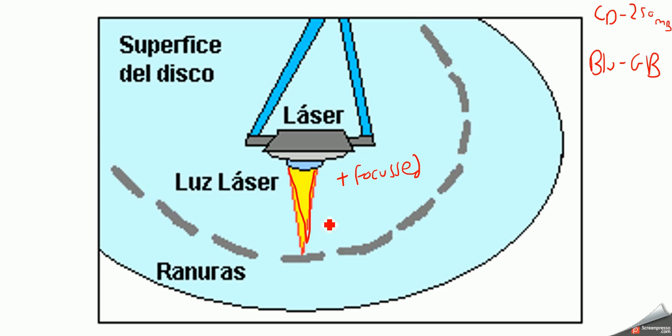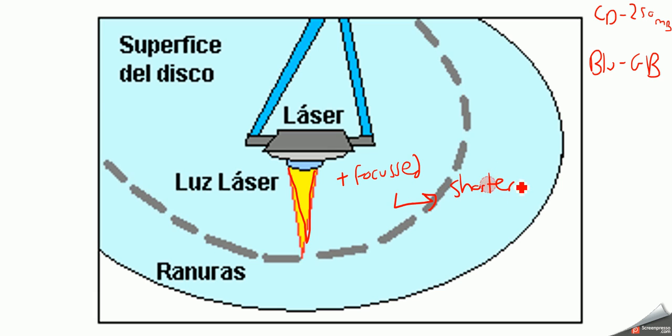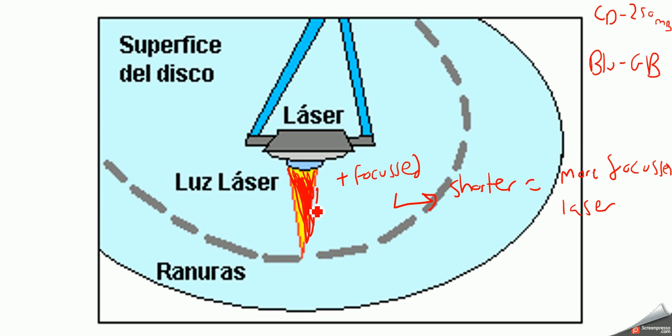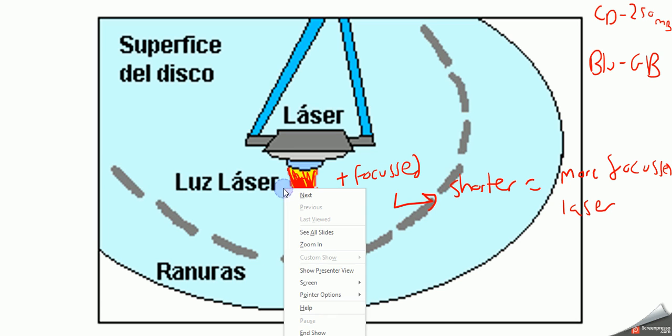The shorter the wavelength, the more focused the laser. Now, how does that affect disk capacity? Well, old optical storage devices used to use a red infrared laser, which had a longer wavelength than its new brother, the blue laser. Now if I had a blue pen, let's see if I can get my blue pen out.